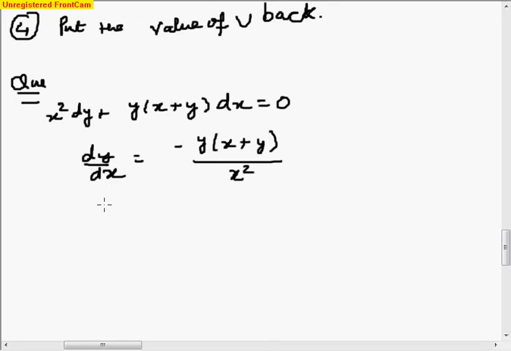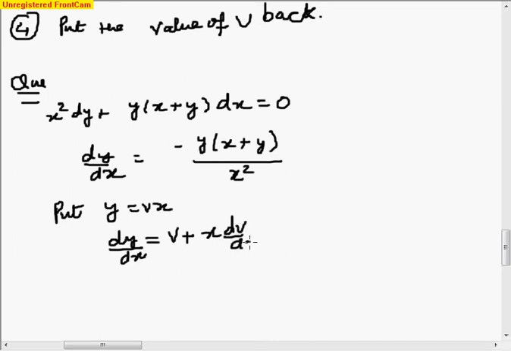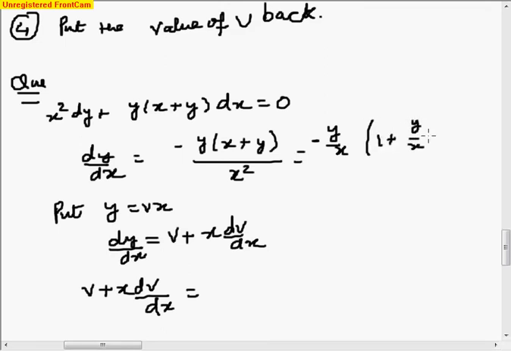What I will do is put y is equal to vx. So I have dy by dx is equal to v plus x dv by dx. On the right hand side I can divide numerator and denominator by x square, giving minus y upon x times (1 plus y upon x). So basically from here I have y upon x is equal to v.